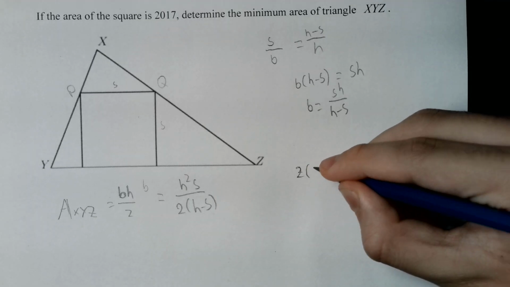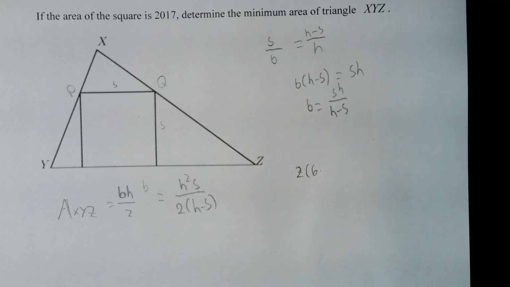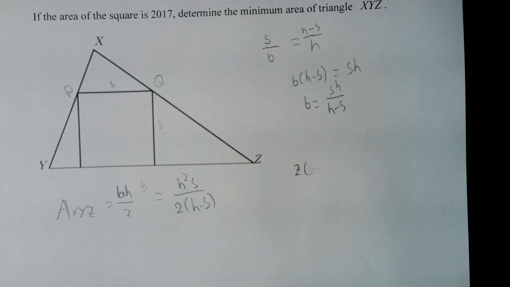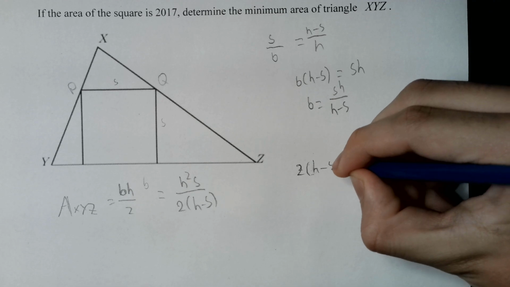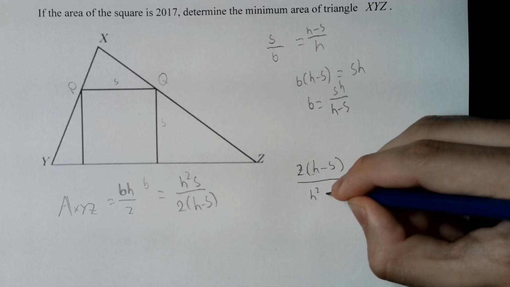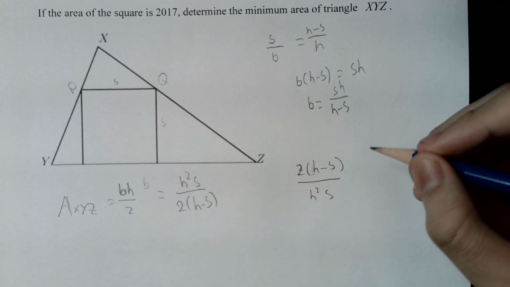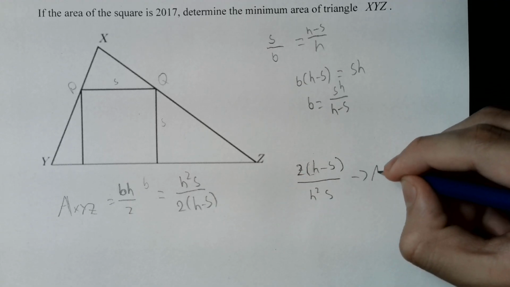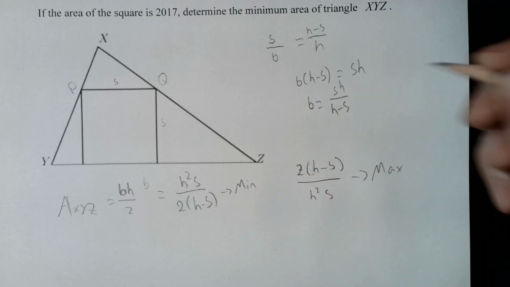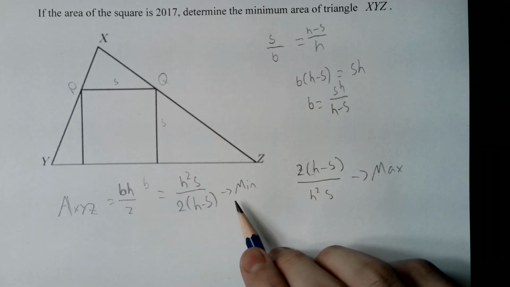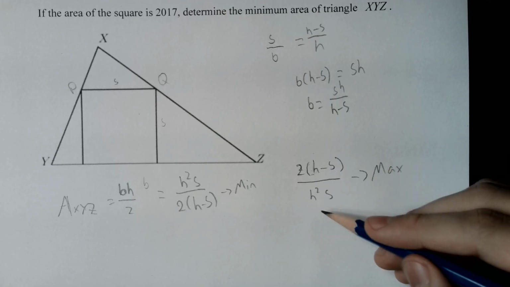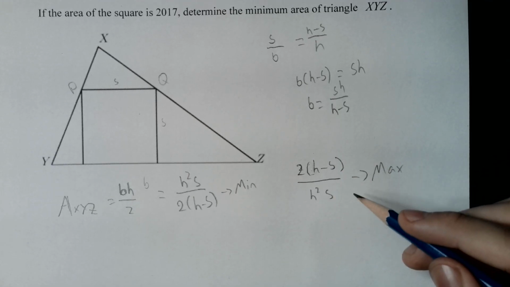I'll erase that. I'm going to write (H minus S) divided by H squared times S. This is the reciprocal of this equation, right? This has to be the max. So in other words, we want this to be as small as possible. We want this to be the minimum. So in order for this to be the minimum, its reciprocal has to be the maximum. So we'll be using this now.